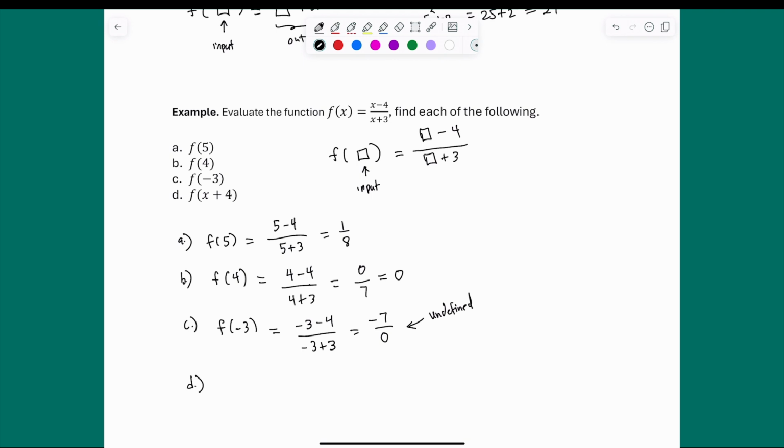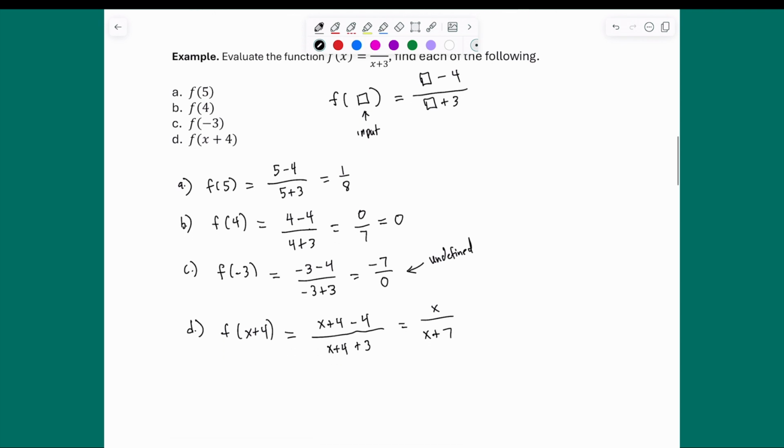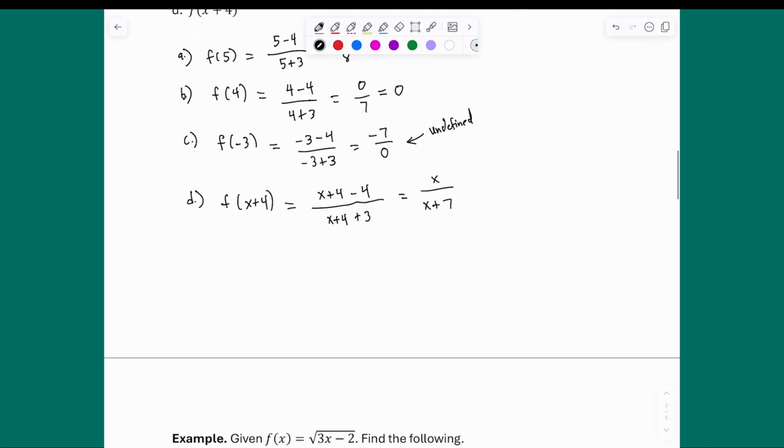D, which is f of x plus 4, we have an input of x plus 4, and then we're going to subtract 4 and divide by the input again, plus 3. So we're going to get x over x plus 7. All right, so that's how you evaluate a function. Let's see another example.